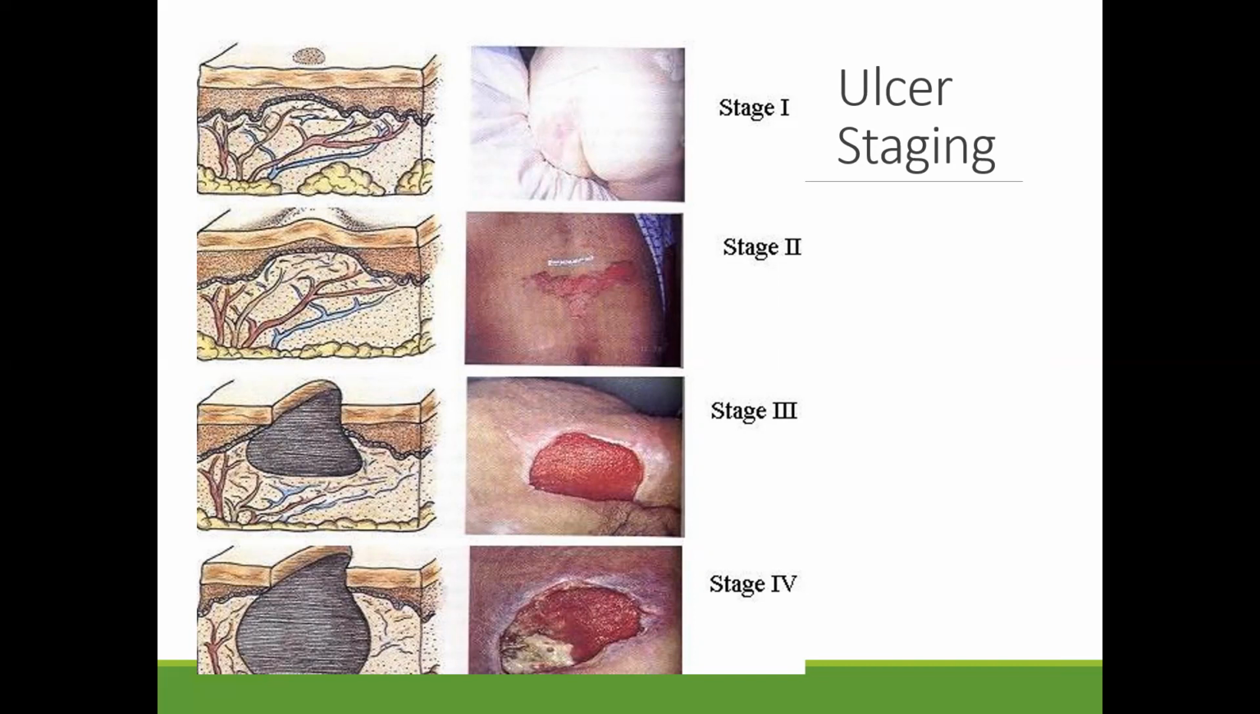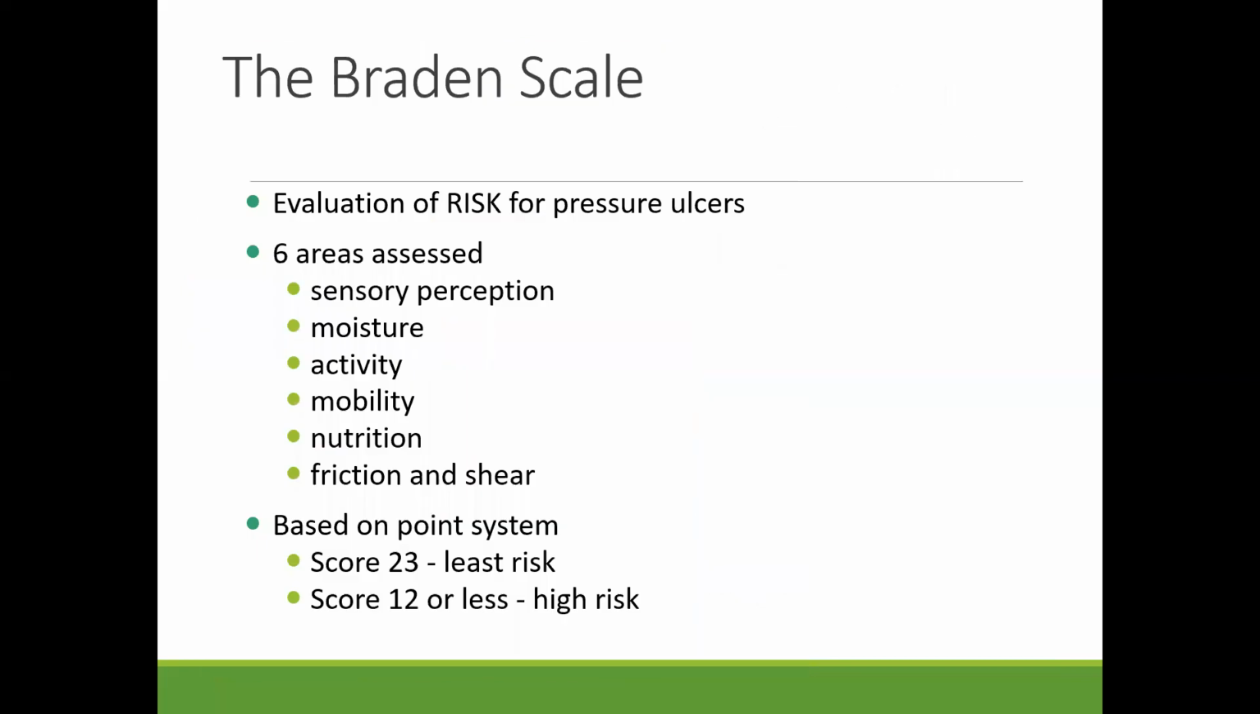So it's the epidermis, the dermis, subcutaneous tissue. When they get to a stage 4, usually it's through the nerve endings, so the pain is not as much as it would be with a 2 and a 3. Braden scale, again, the higher the number, the lower the risk. It assesses sensory perception, moisture, activity, mobility, nutrition, friction, and shear.